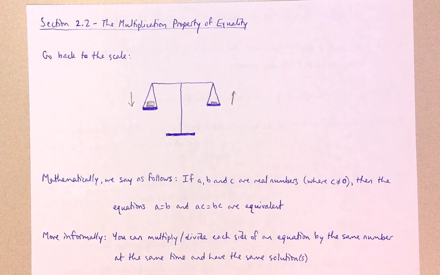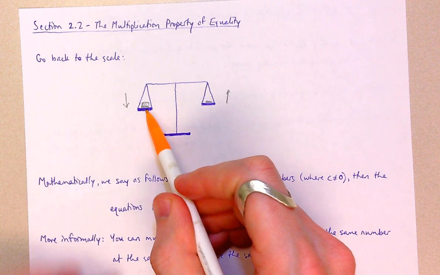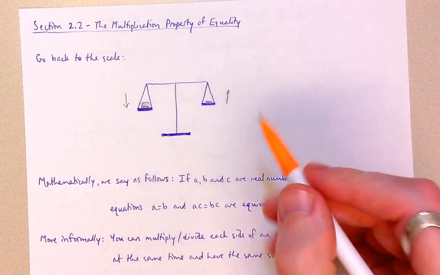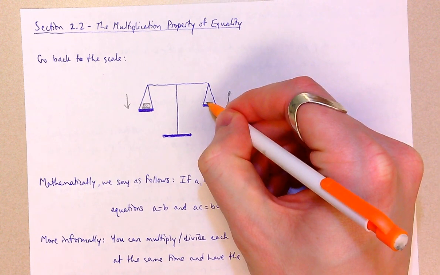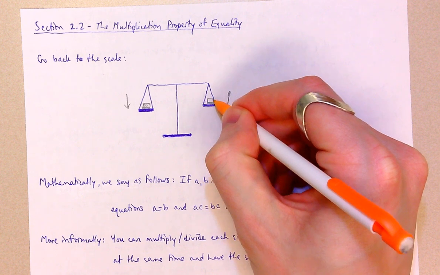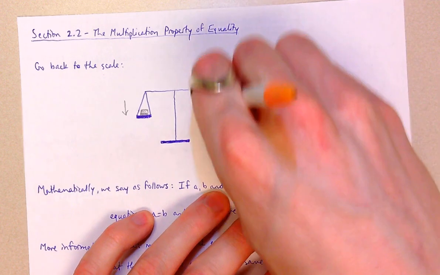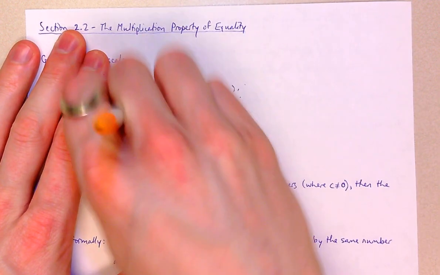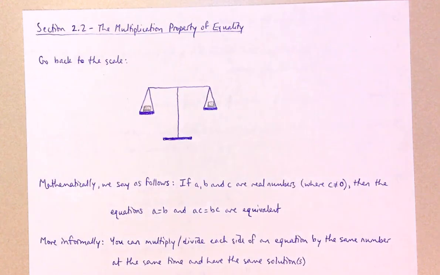So what I did to one side, that is to say I multiplied the amount of weight that I had on one side by some number, I have to do the same on the other side. I have to multiply this weight by that same number. And when I multiply, those scales will go back to being even. They'll be perfectly balanced, and things are going to be equal.